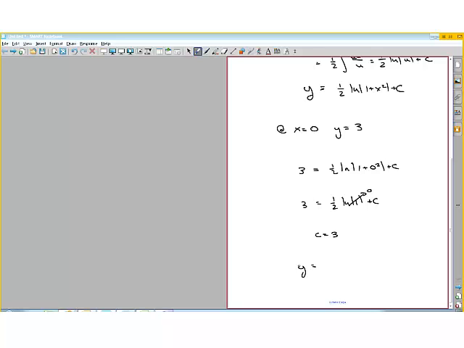And so with this initial condition, the particular solution would be y equals 1/2 natural log of the absolute value of 1 plus x squared, plus 3. So when you plug x equals 0 in here, you get y equals 3, and that satisfies it. So this is our particular solution. This is our general solution. And that was problem number 39. So that is correct.